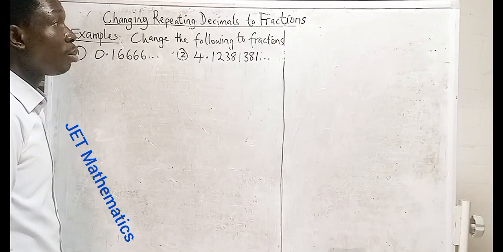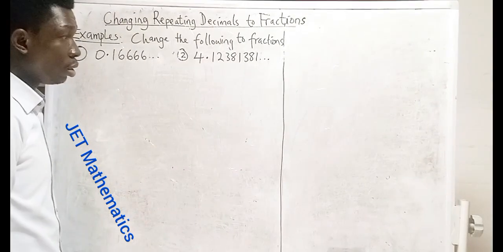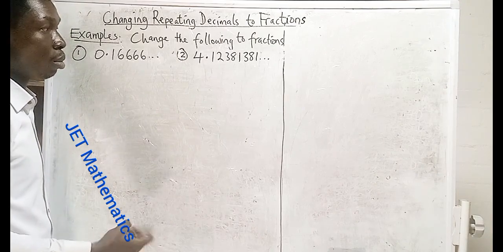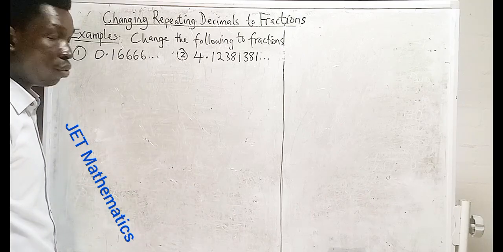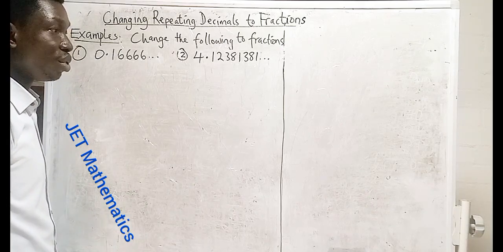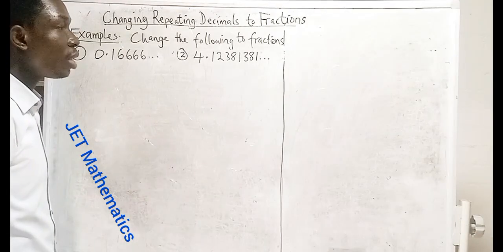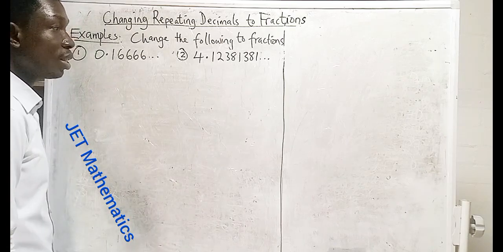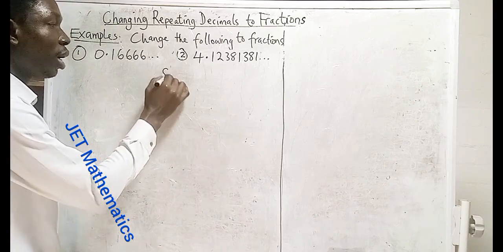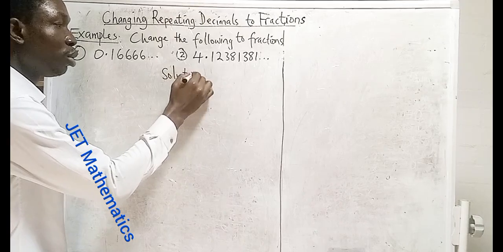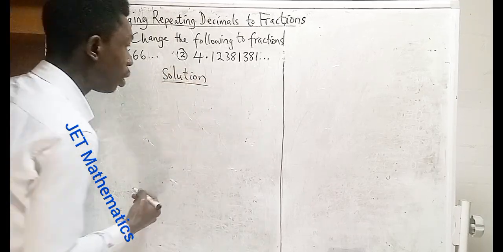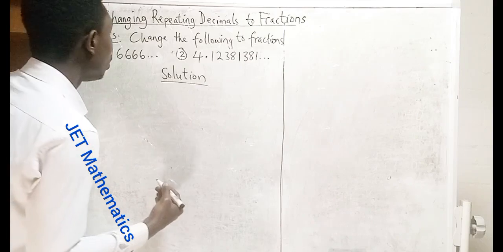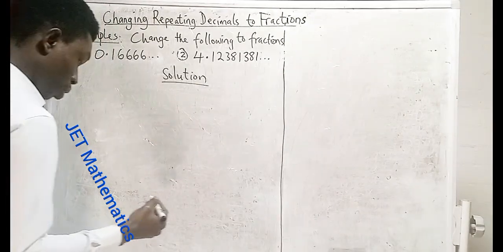We are looking at changing repeating decimals to fractions. This is part 2, and we'll look at some more examples which are quite different from the ones we did in our previous video. But the idea is basically the same. I just want to show you how you can do that. Like I said before, there are shortcuts, but I want to show a general approach, because sometimes using these shortcuts one may make mistakes, so better you just know the general approach.